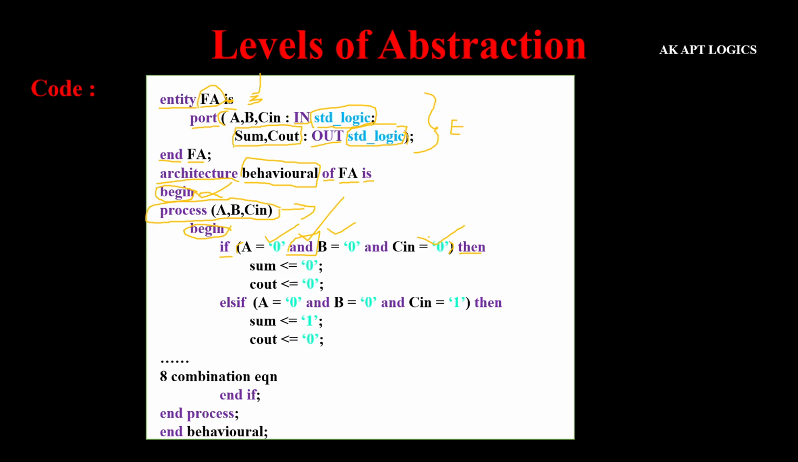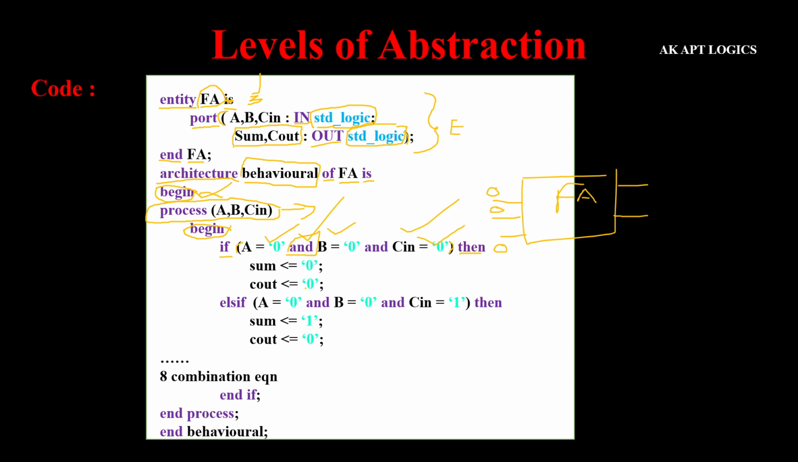Then what happens if this is the case for the full adder? If we are going to apply a as 0 and b as 0 and cin as 0, whatever, then what should happen? Then what output should we need to get?